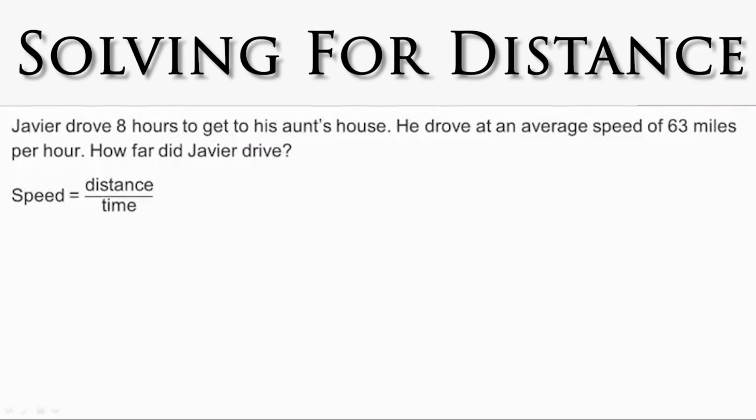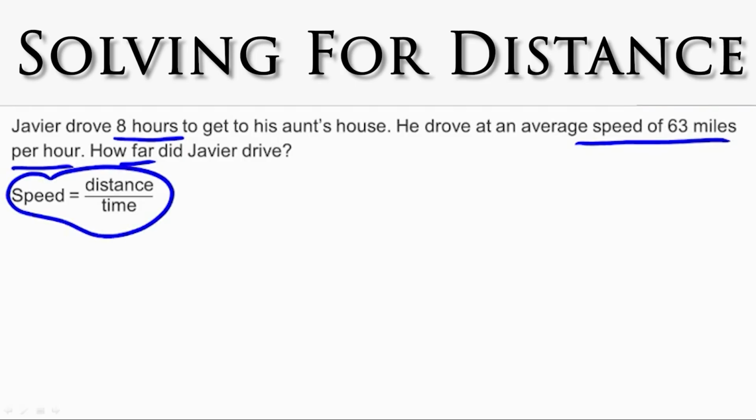Let's learn how to solve for distance. Here we have Javier. He drove 8 hours to get to his aunt's house. He drove at an average speed of 63 miles per hour. How far did Javier drive? Now, in order to solve this problem, we're going to use that same speed formula. Speed equals distance over time.